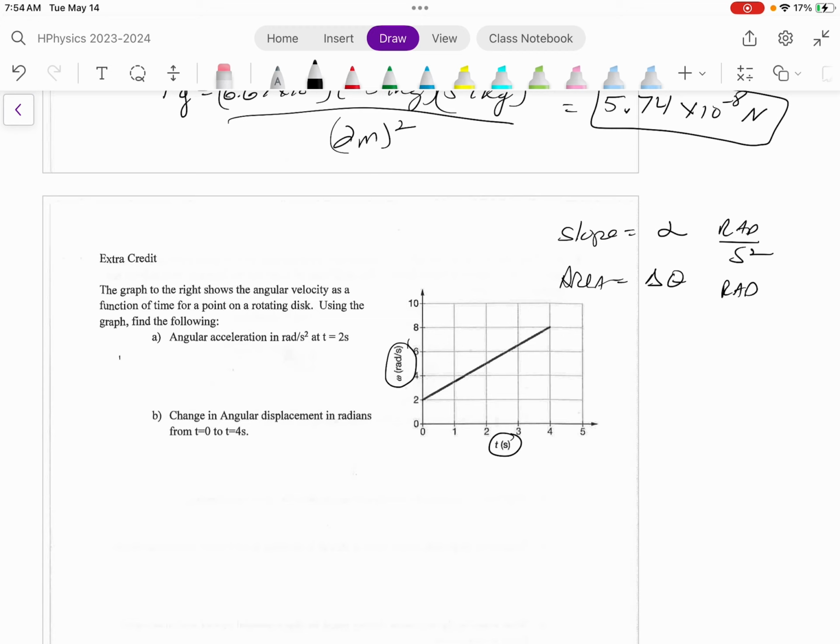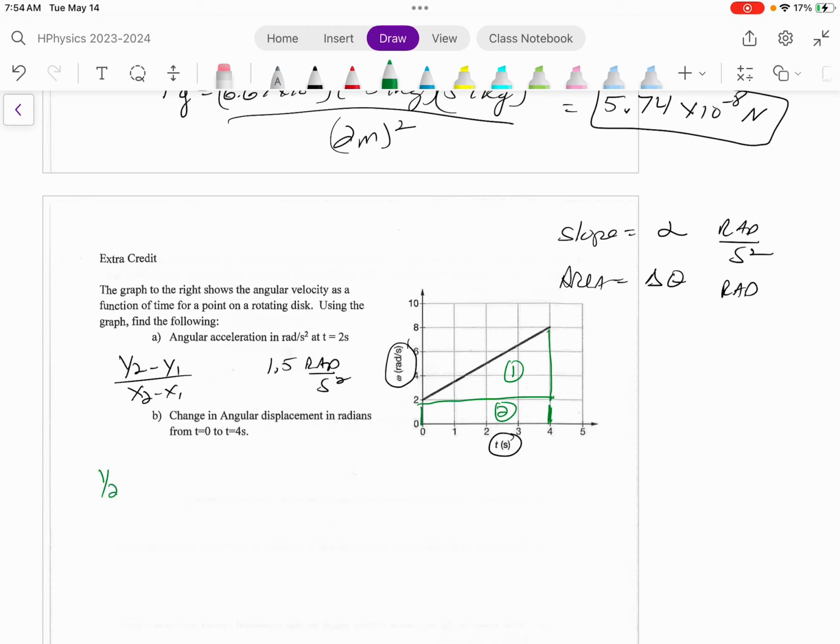So we just find the slope. I don't care which points you use, you'll get the same answer. And you should get 1.5 radians per second squared. Change in angular displacement. So this one is a little bit tricky. I need the area of the triangle and I need the area of the rectangle. So this is area 1 and area 2.